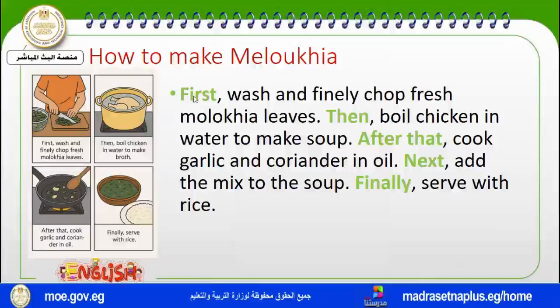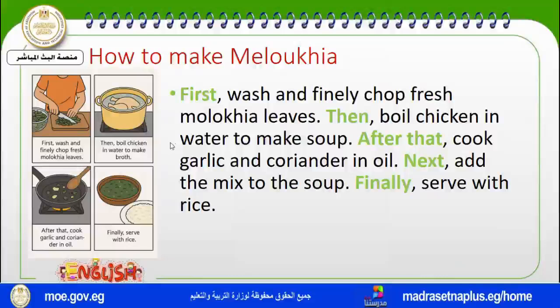So, how can we write this? It will be like that. First, wash and finely chop ملوخية leaves. Then, boil chicken in water to make soup. After that, cook garlic and coriander in oil. Next, add the mix to the soup. And finally, we serve with rice. This is rice and the ملوخية, another famous Egyptian dish.